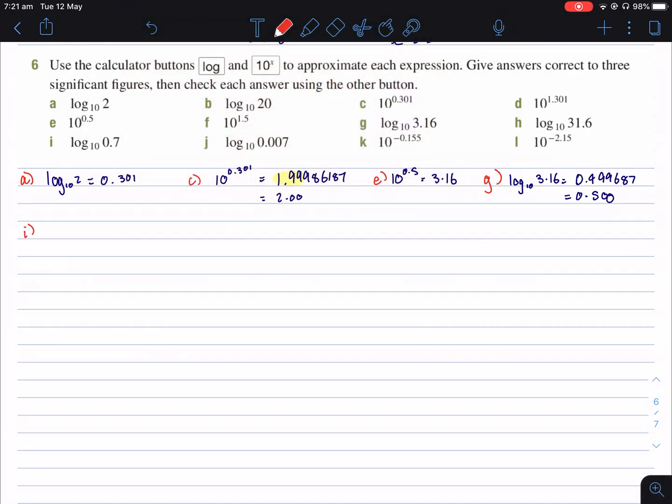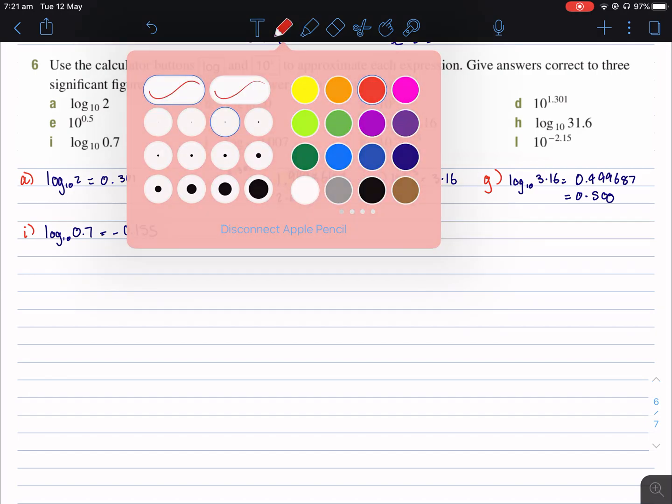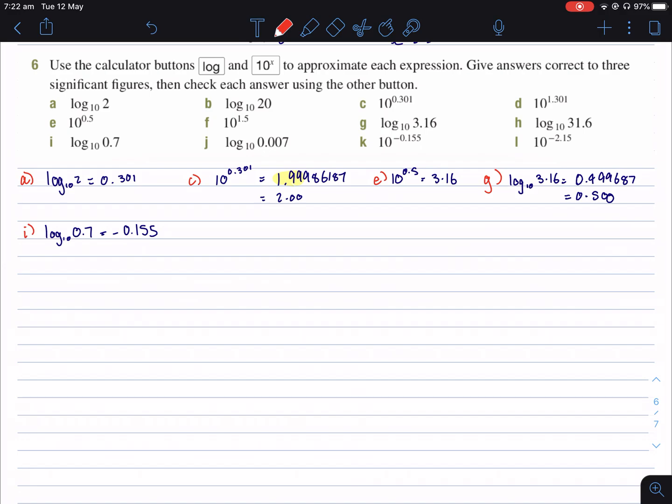FGHI, log base 10 of 0.7. Negative 0.155. So if you'd done 10 to the negative 0.155, it should have come out as approximately 0.7, which is what we're doing next.